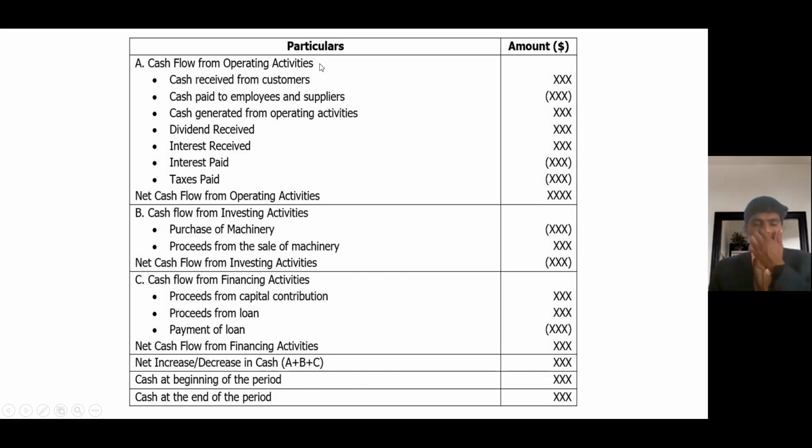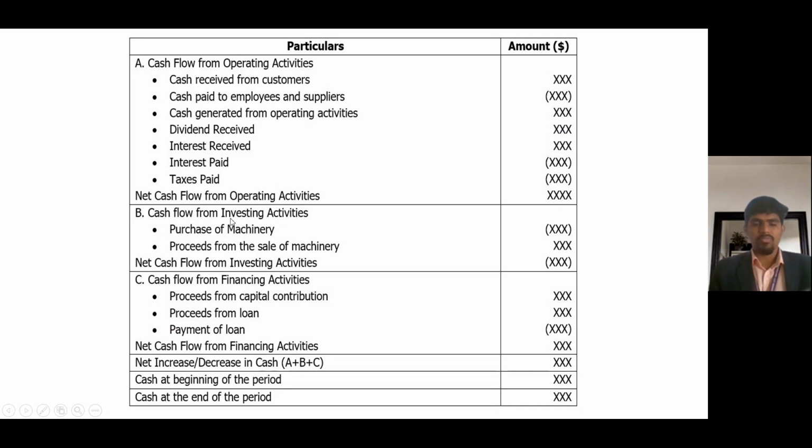So from operating activities, in the sense while doing our operation of our businesses, or while dealing with the businesses, what all the cash flows will be there, like the cash received from customers, cash paid to employees and suppliers, cash generated from operating activities, dividend received, interest received, interest paid, taxes paid. Those all will be taken as cash flow from operating activities. So any kind of receipts, any kind of payment will be there, that will be deducted here. Whatever value remains after deductions and additions will be taken as the net cash flow from operating activities.